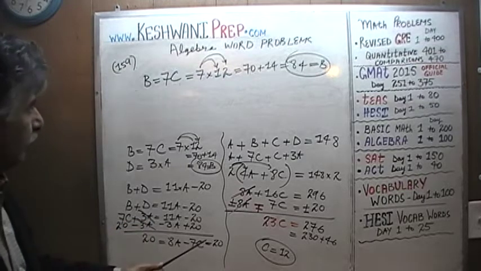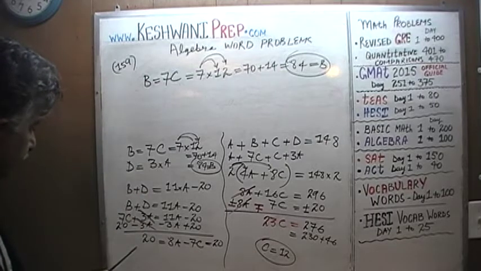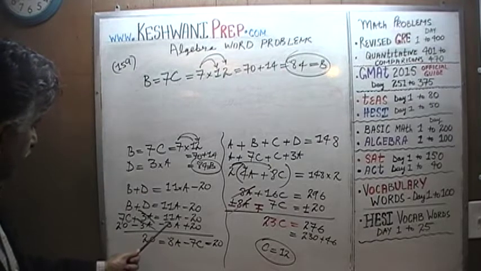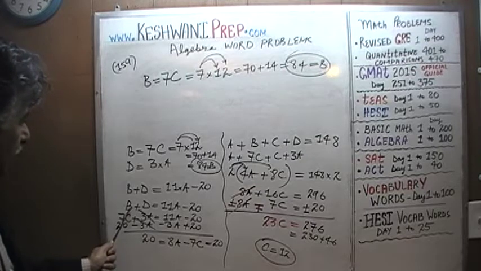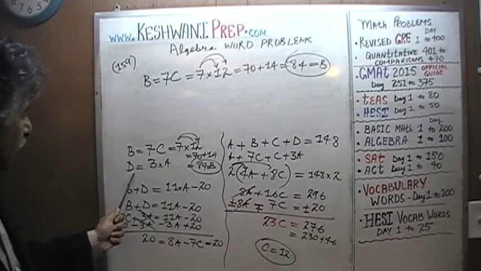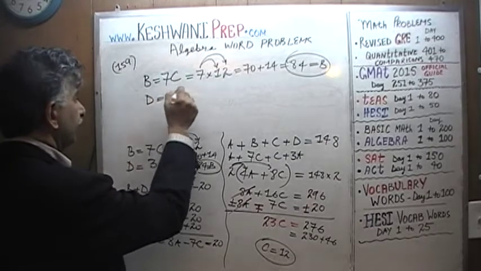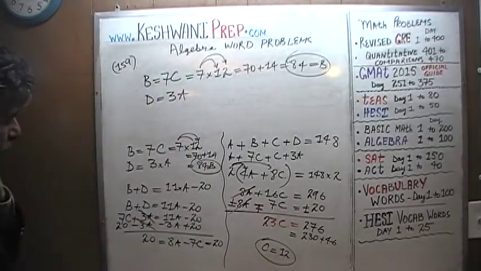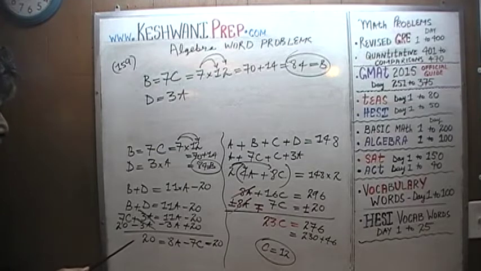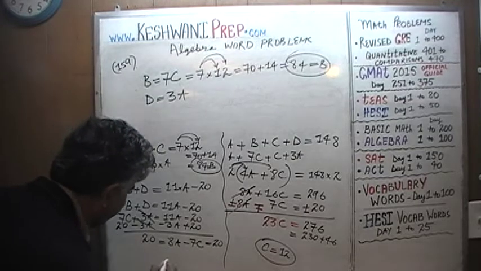What is it that we need to figure out? We already know C. C is 12. B is 84. Oh, we can figure out D. D is 3 times A. But we don't know how much A is yet. Or we can figure out A from here, because we know C. C is 12 right here. So let's figure out A from this equation.